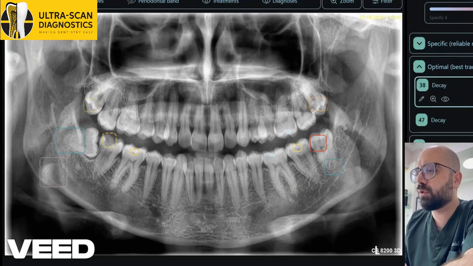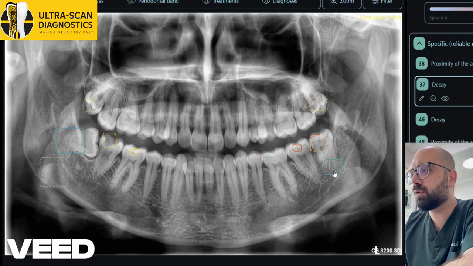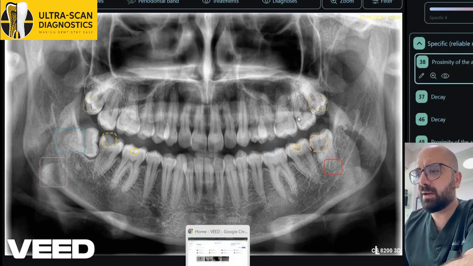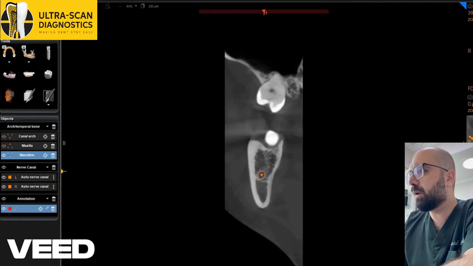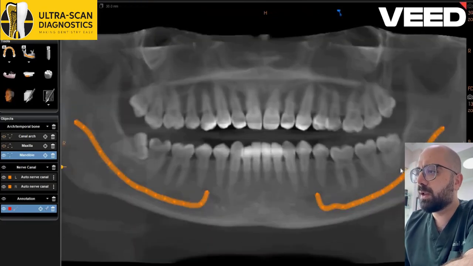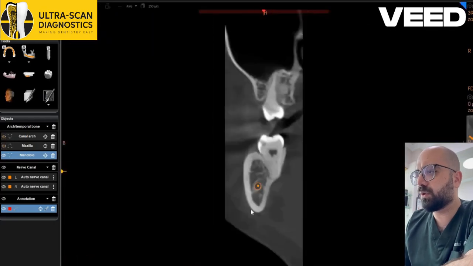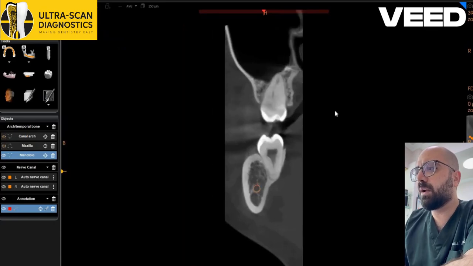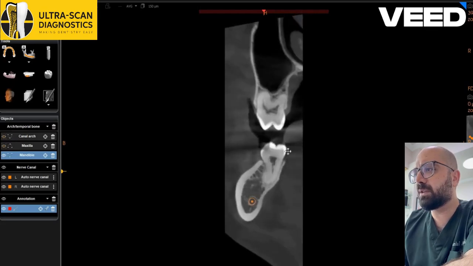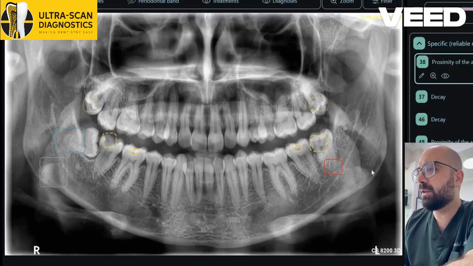The lower left 8 shows decay, the lower left 7 shows decay, and the lower left 8 is in proximity to the nerve. And then we'll see on the CBCT how the lower left 8 is doing. The lower left 8 is again not as proximal to the nerve. The 2D might be deceiving, but the 3D shows us that the proximity to the nerve is not as significant. Then we do have decay in the 8. You can see that on this view right here, significant decay there. And then moving to the 7, again we see decay in the 7. That's also correct. That's what the AI detected here in the 7.